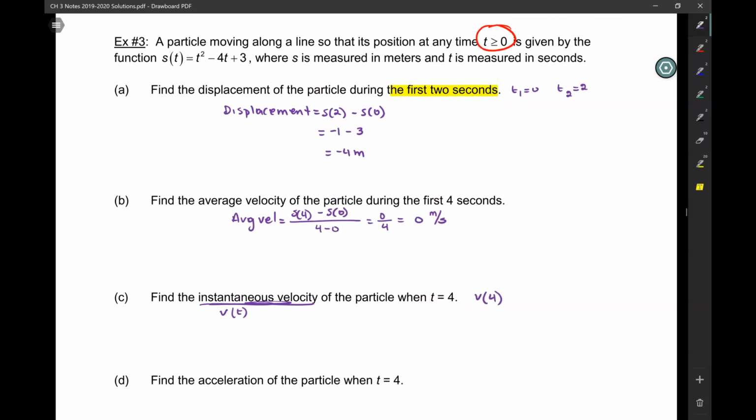Show this. Okay? Show this, because it's important that you convey that you know that velocity is the derivative of position. This is calculus concepts. Equals 2t minus 4. So V of 4 is 2 times 4 minus 4. So that's just 4 meters per second.